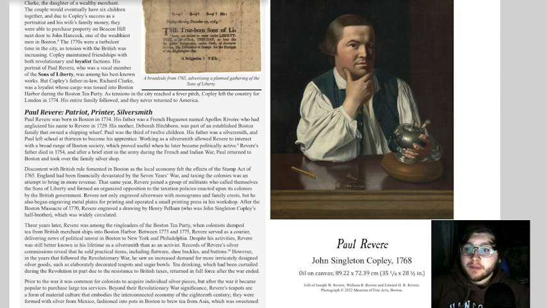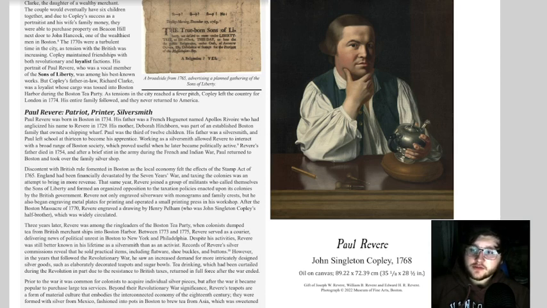Paul Revere, patriot, printer, silversmith. Paul Revere was born in Boston in 1734. His father was a French Huguenot named Apollos Rivoire, who had anglicized his name to Revere in 1729. His mother, Deborah Hitchborn, was part of an established Boston family that owned a shipping wharf. Paul was the third of 12 children.